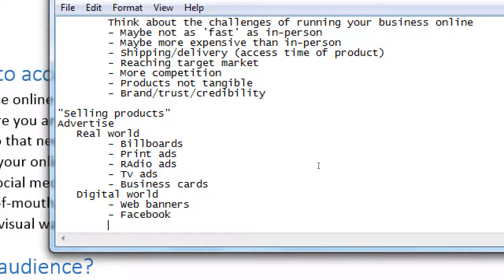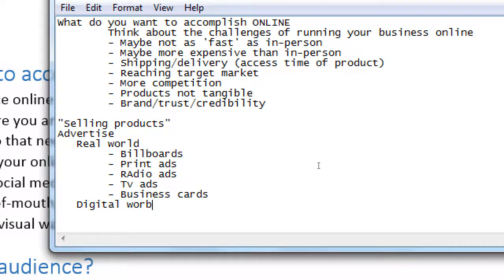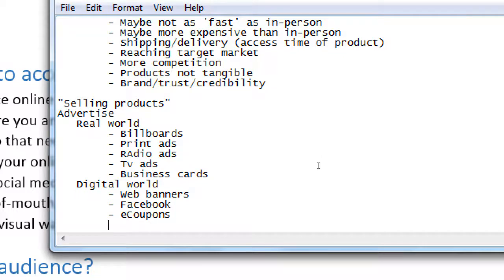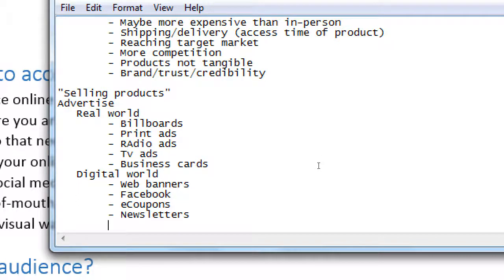Facebook, YouTube. Mailing, electronic coupons. E-coupons, sure. Newsletters. Pinterest, etc. So in the digital world, we have advertising.